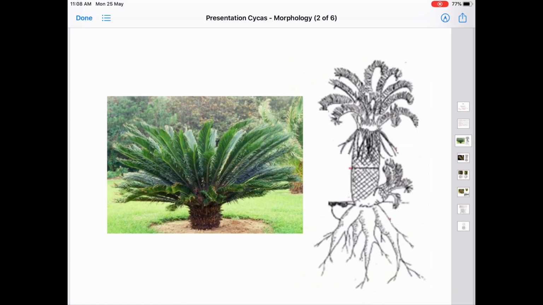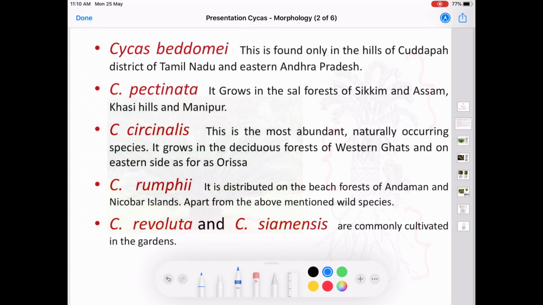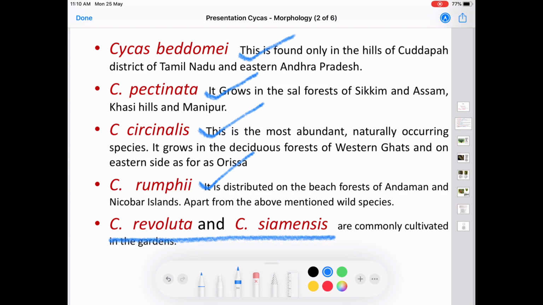It is an evergreen plant and is sporophytic. The plant body is differentiated into the stem, leaves and the roots. Some species coming under the genus Cycas are Cycas beddomei, Cycas pectinata, Cycas circinalis, Cycas rumphii, Cycas revoluta and Cycas siamensis. Among these, Cycas revoluta and Cycas siamensis are commonly cultivated in gardens.